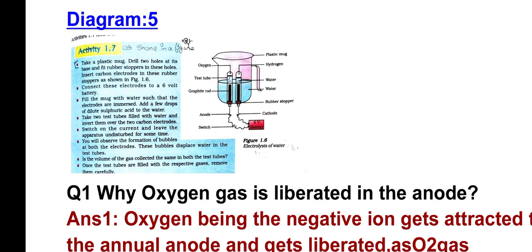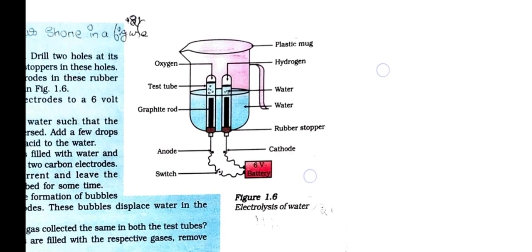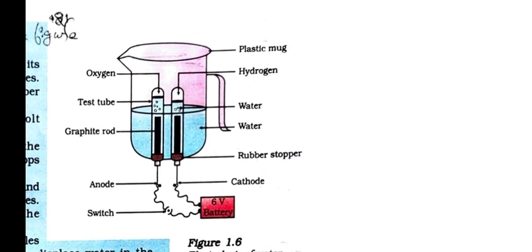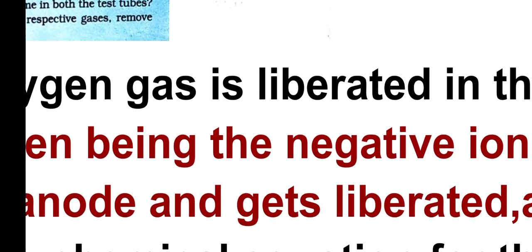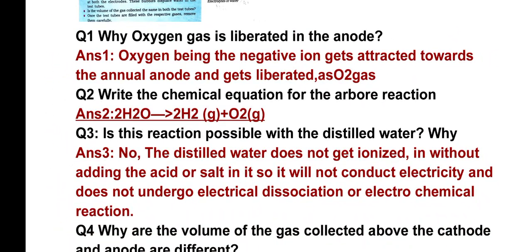Now let us see diagram number 5. In this diagram, you can see the electrolysis of water. It is also called as hydrolysis of water. Now let us see the questions which can appear for the same diagram. Why is oxygen gas liberated at the anode? Oxygen is liberated at the anode and hydrogen is liberated at the cathode.